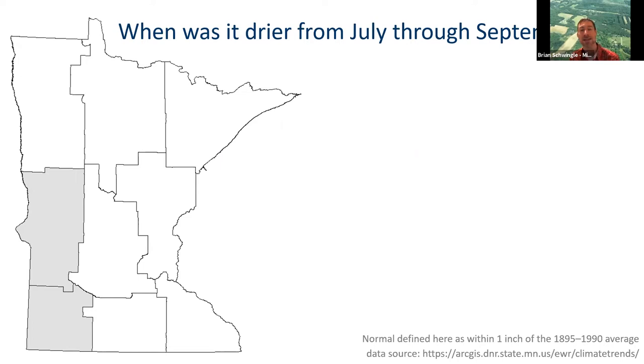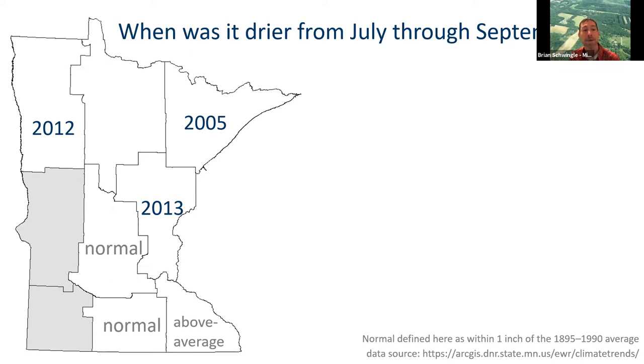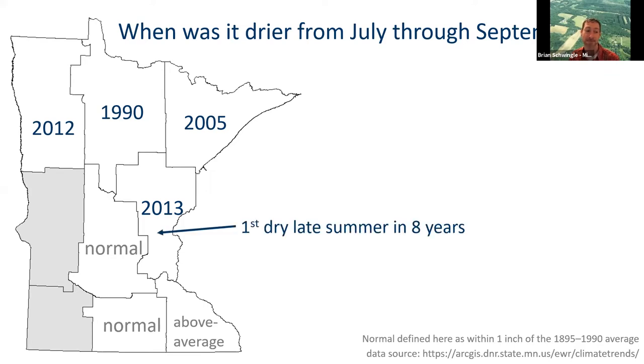What about the late summer or early fall, July through September? When was it drier last? It's not as impressive when you take a look at the drought extremes in the latter half of the growing season. It was either above average or basically normal in the central, south central, and southeastern parts of the state. But we haven't experienced a drought for a while in east central Minnesota in terms of late summer drought. The last time they experienced a drier summer in North Central was in 1990.